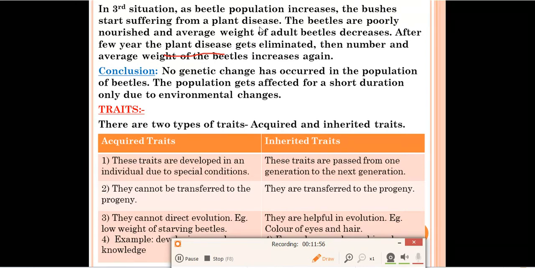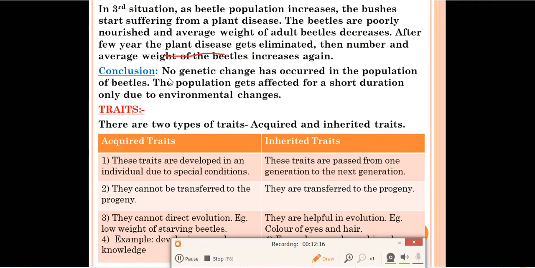So after that, what will happen? The weight of the beetles will decrease. And after a few years, what happens? The plant disease will get eliminated, which means the plants will again become healthy, and after that the beetles will again get food to eat, their numbers will increase, and their weight will also increase again.